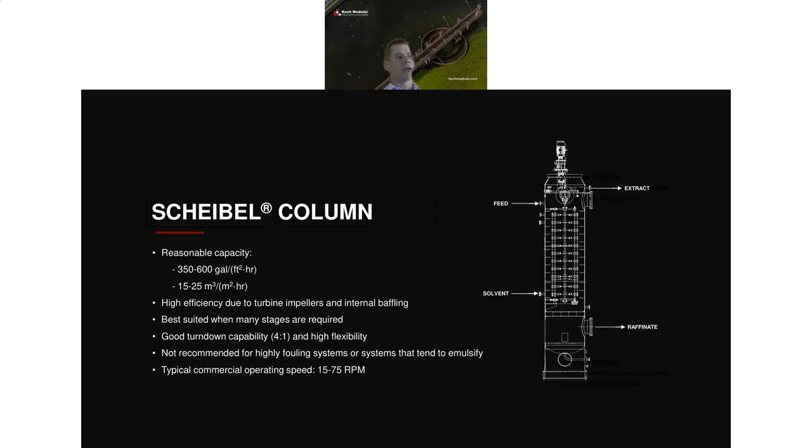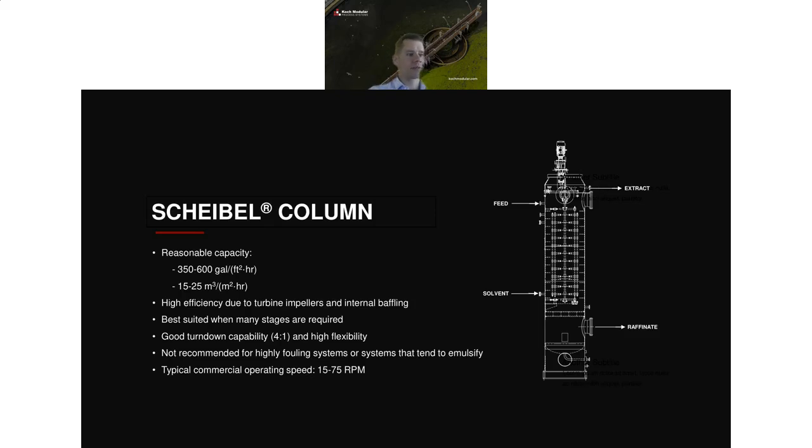Typically, when we compare different types of extraction column technologies to one another, we compare them in terms of their capacity. That is essentially just the combined volumetric solvent and feed rates fed to the column divided by the cross-sectional area. The Scheibel column has very good turndown capability, 4-to-1, and that's essentially because you can control the speed of those rotating impellers within the column.